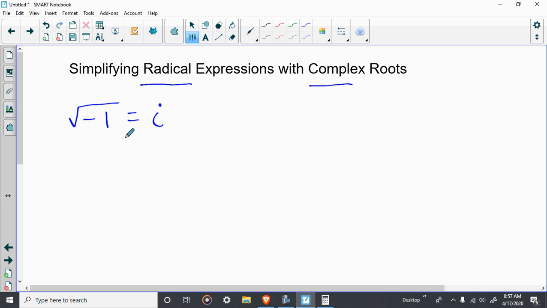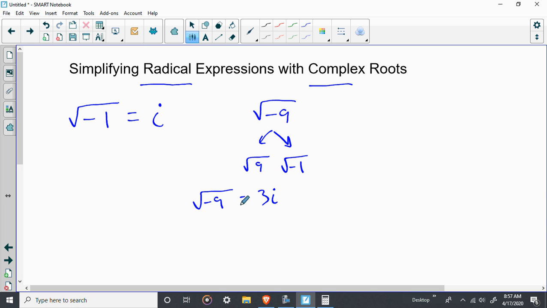The square root of -1 is I. Okay, so if we said, what's the square root of -9? Again, the same thing we have been doing. Let's split this. This is the square root of 9 times the square root of -1. The square root of 9 is 3. The square root of -1, I just told you, is I. So I said, what is the square root of -9? It is 3I.